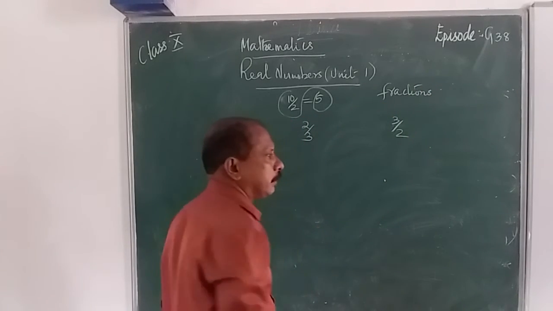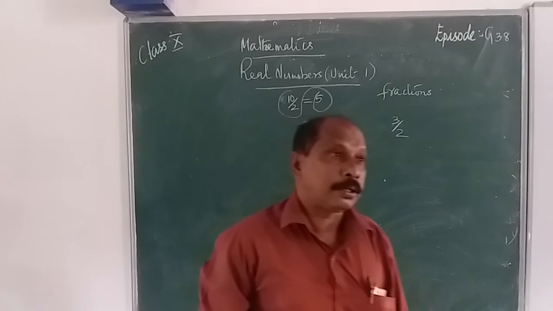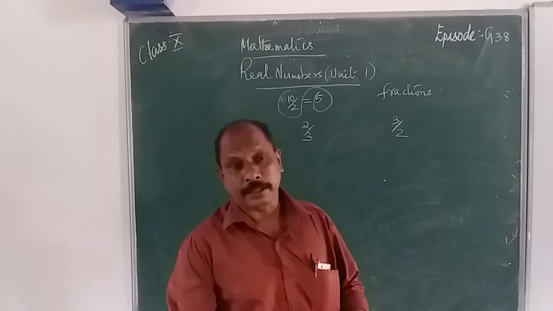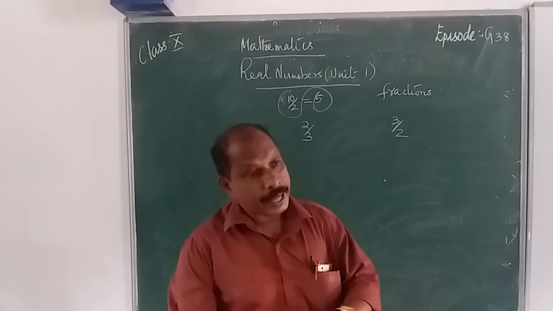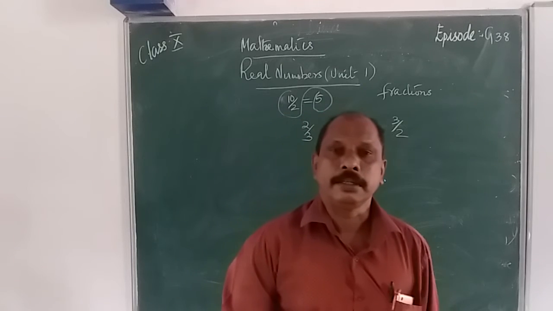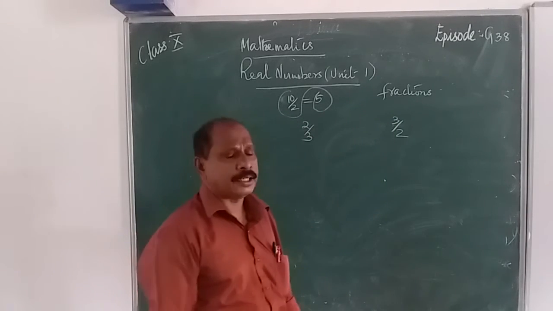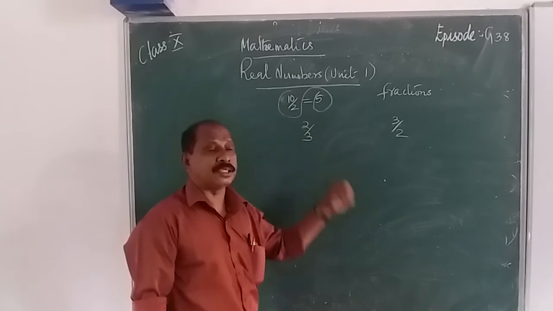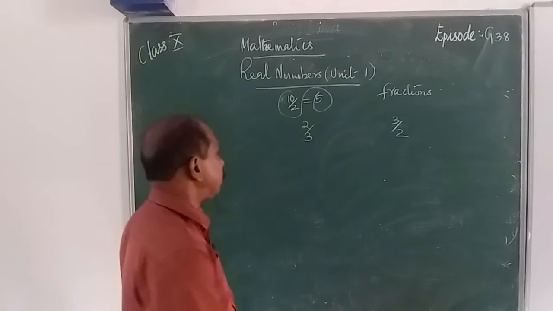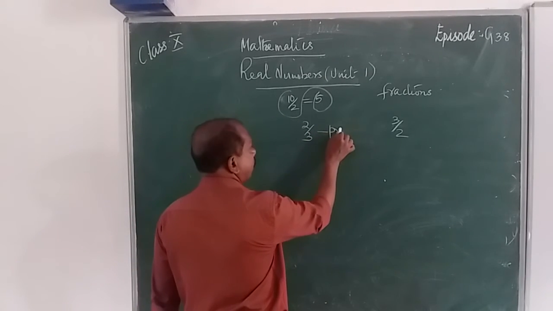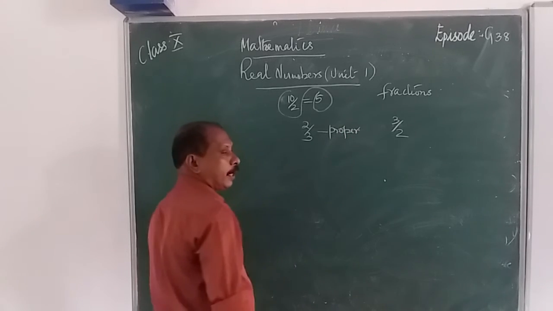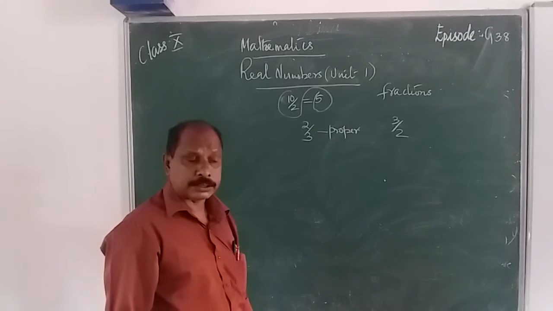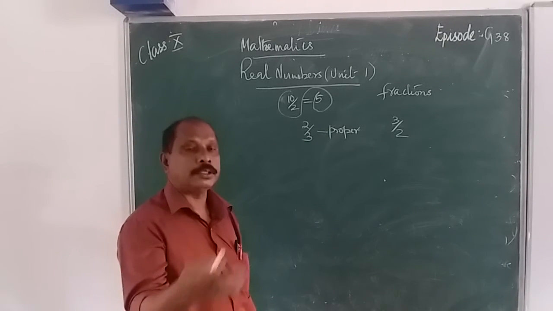These numbers are known as fractions. That means any rational number that is not an integer is a fraction. For a fraction, there is a numerator and a denominator. In this case, the numerator is 2 and the denominator is 3. That means the numerator is less than the denominator. It is known as a proper fraction. The value of a proper fraction is less than 1. That means 2 by 3, that is 0.666, or 0.67. Therefore, it is less than 1.